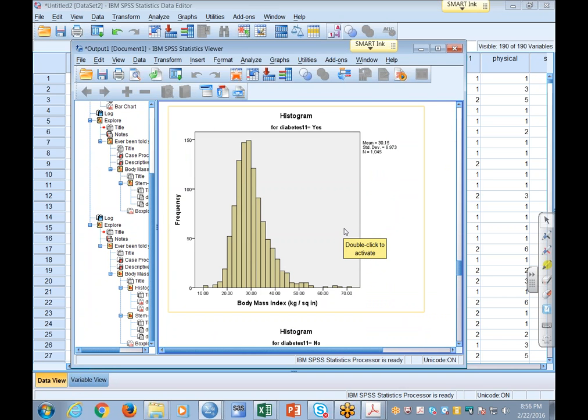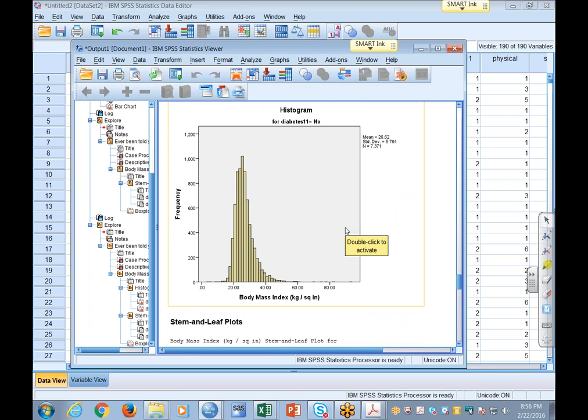There's a histogram for people who have diabetes, body mass index. This is a histogram for people who don't have diabetes. Okay, what kind of distribution is this? Is it normal? It looks like it's skewed to the right. There are some people with very high body mass indexes that are tending to pull the average higher than the median, right? Pull it away from the middle, right? But we'll be getting into that in a lot more detail.